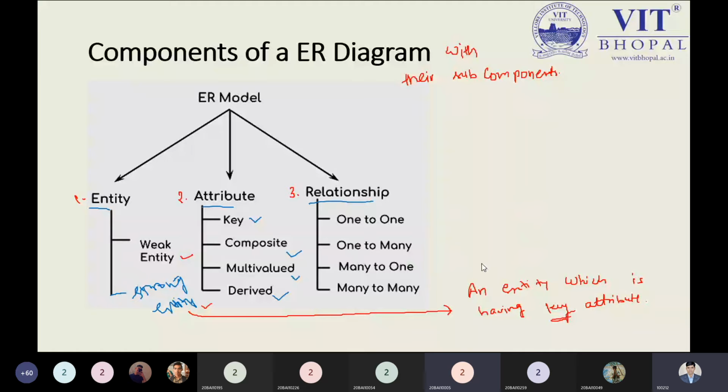Which one? Double lines. I will show it with the help of an example, but I'm speaking once again in a concise way. Double lines mean total participation. The name of this symbol is total participation, just like this one.